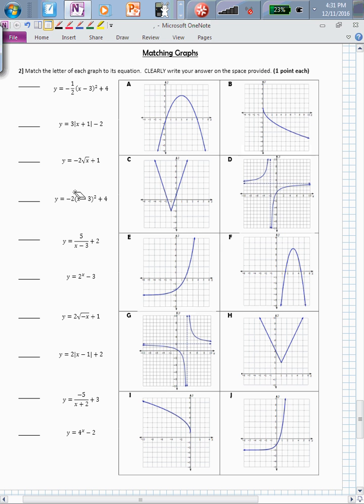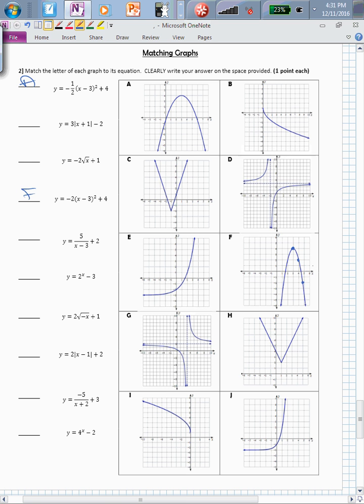If you just look at the compression versus the stretch, that would mean this one's A, and this one here is F. Let's double check though. Here, it's the easier one to check. You go over 3, up 4. We think this one is this one here. We go over 1, down 2. That looks right to me, and then down 4.